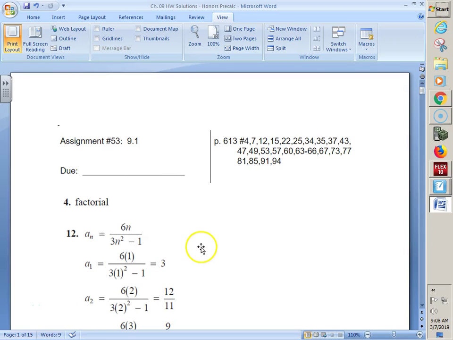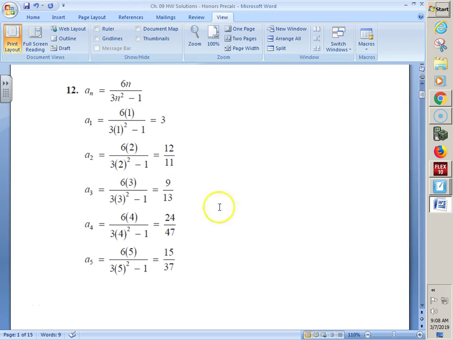Number 4 should be factorial. Number 12, I think you were finding the first 4 terms or something, right? Should be 3. Now you could have written them like this, or you could have them with commas. It's a sequence, true? So 3, 12/11, 9/13, 24/47, 15/37. The first 4, oh, first 5 terms. I apologize. First 5 terms.